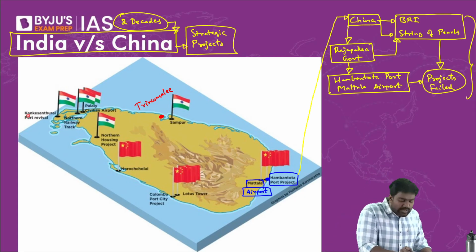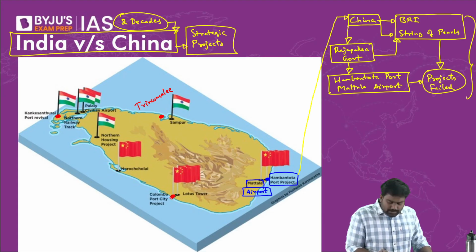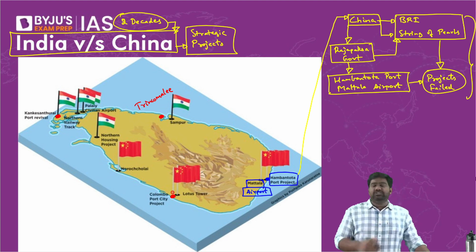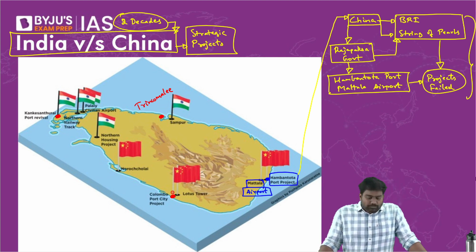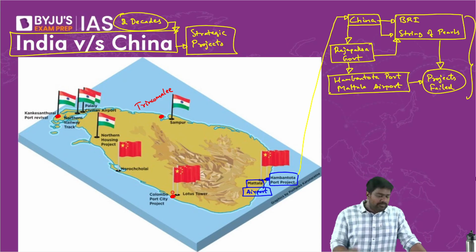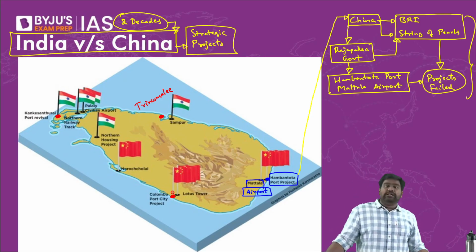The Kankesanthurai port in Jaffna and the Colombo port. So Sri Lanka already had three major port facilities. A fourth port did not make sense. Indian assessment was absolutely right that it will not be financially viable. The investment will not be justified with the revenue it's going to make. Right? The Mattala airport as well.